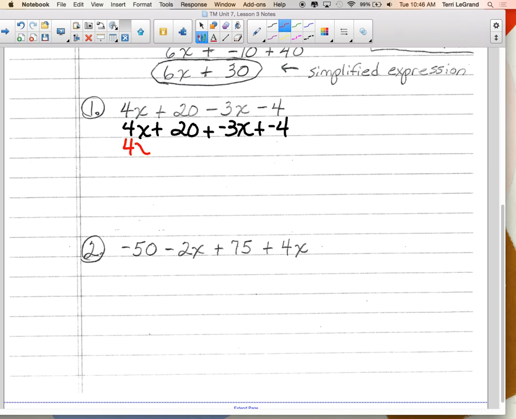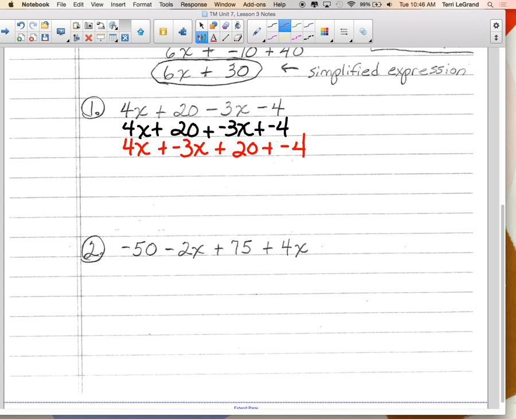4x plus negative 3x. Okay, 4x. Bring the negative 3x over beside it. Plus 20 plus negative 4. And so now the like terms are beside each other. That's our goal. So which ones can actually be put together then? Even though I've rearranged them, they're still all one long string, aren't they, Harley?